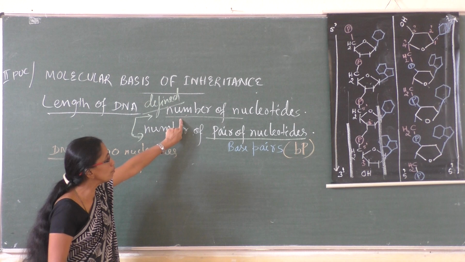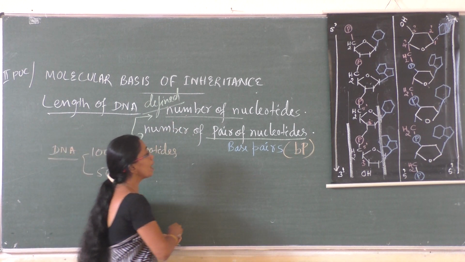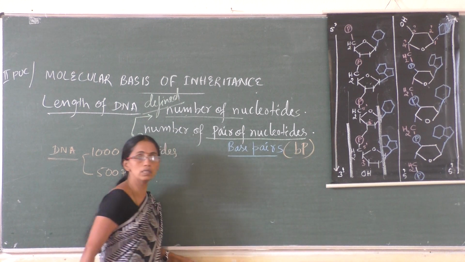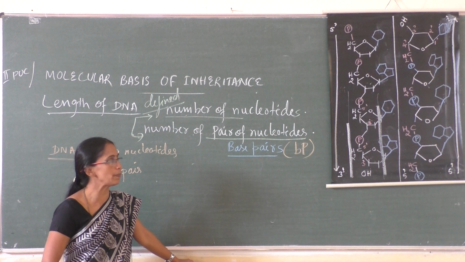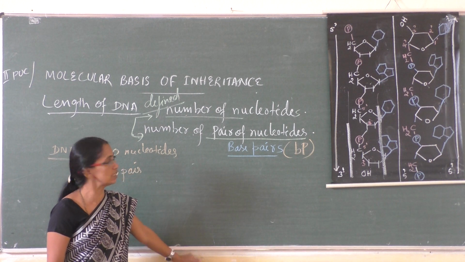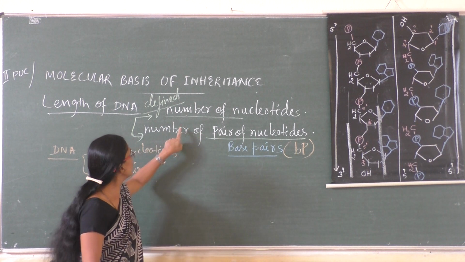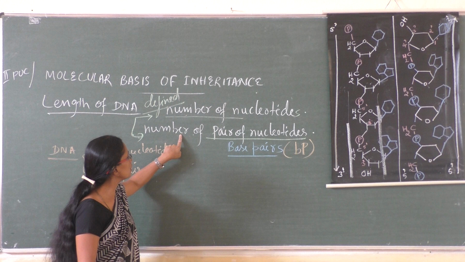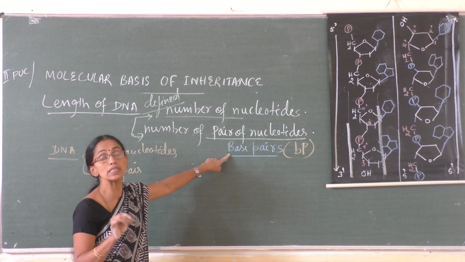Either by telling the number of nucleotides or by telling the number of pair of nucleotides. These pair of nucleotides are called base pairs. Base pairs means what? Base for nitrogenous bases. So when it is explained in terms of the number of pair of nucleotides, it is called base pairs.